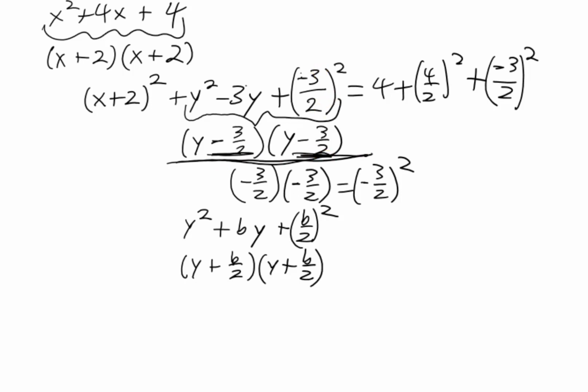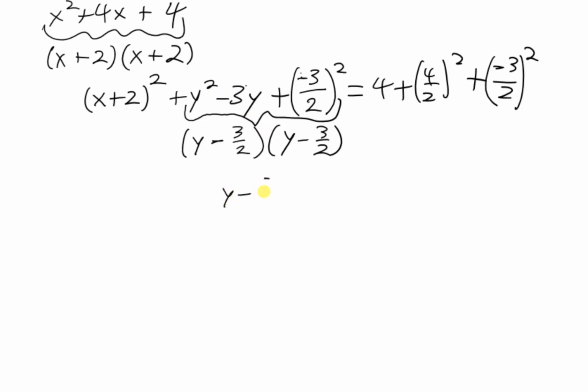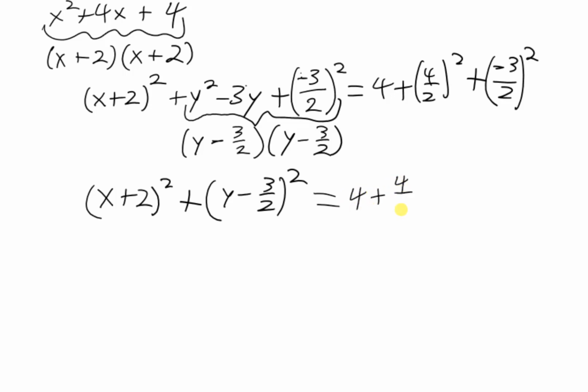So let's just go ahead and erase this extra stuff here, and get back to the problem we were doing. By completing the square, we saw that the y's could factor into just y minus 3 halves quantity squared. We already did the x's up here, so x plus 2 quantity squared is what we got out of the x's. And then we still need to simplify the right-hand side. We have 4 plus 4 over 2 squared plus negative 3 over 2 squared.